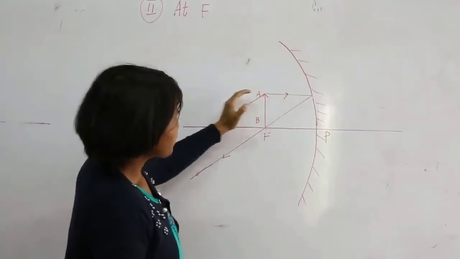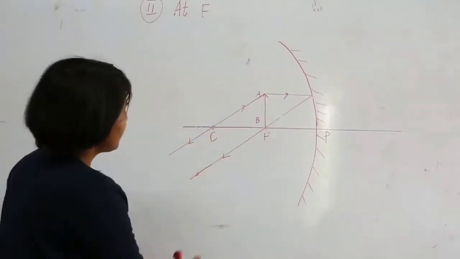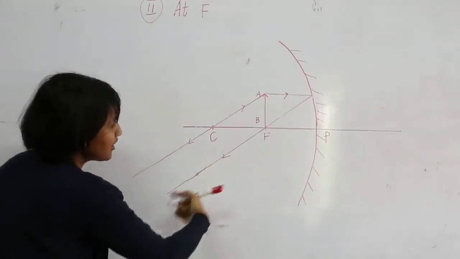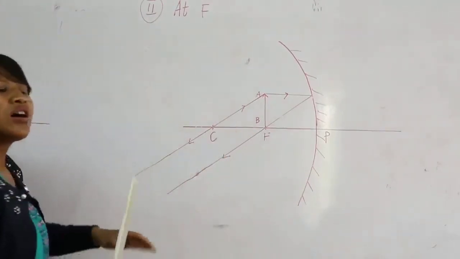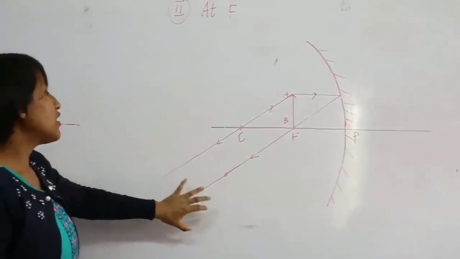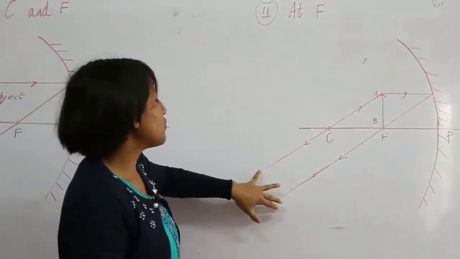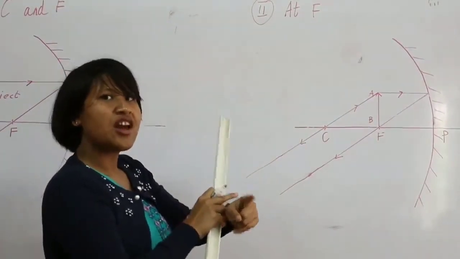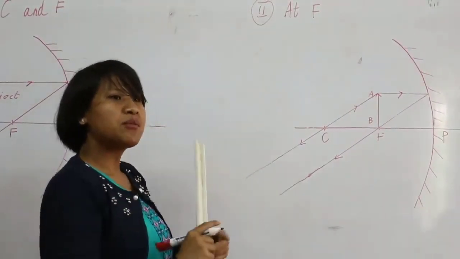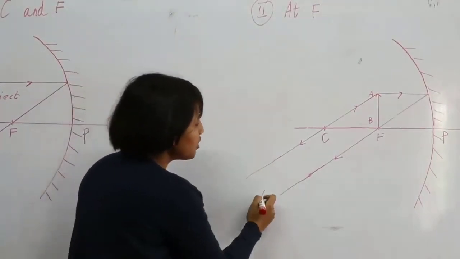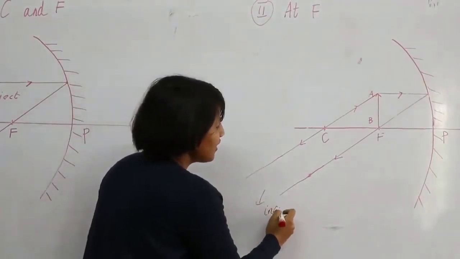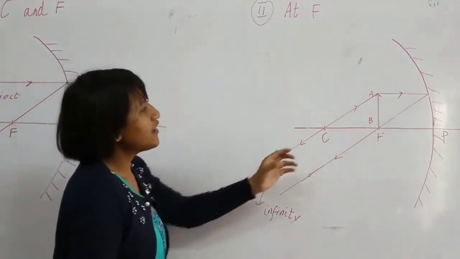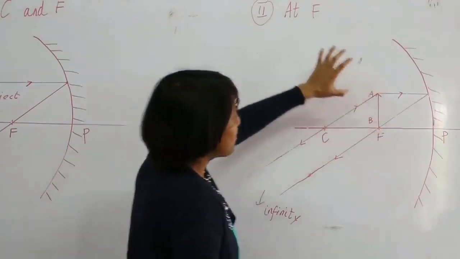And then you will find that after extending the reflected rays also, within limits, you cannot find the point of intersection, but somewhere at infinity they will meet. Okay, so which means that the image is formed where? At infinity, means very, very far.